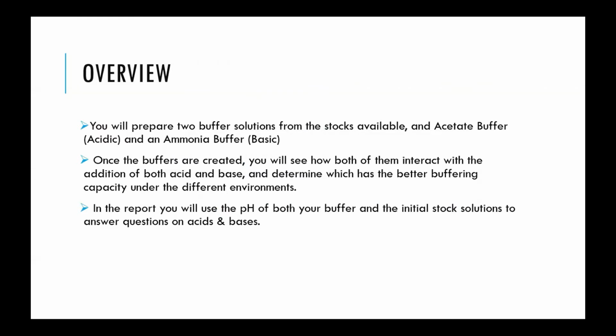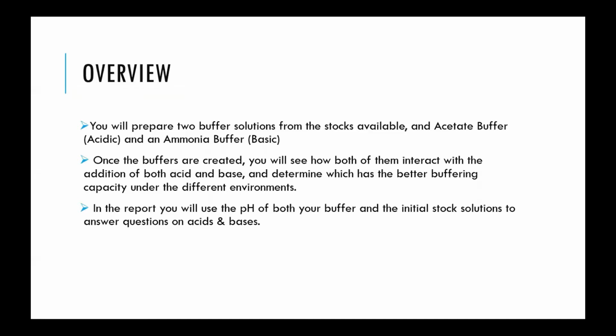In the virtual lab, you're going to be preparing two different buffer solutions. You're preparing an acetate buffer, which is acidic and will have an acidic pH, and an ammonia buffer, which is a basic buffer and would have a basic pH. That's the first step in the lab: just preparing these buffers.